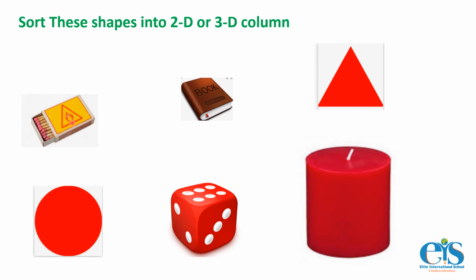Check if a matchbox is a 3D shape, a book is a 3D shape or not, a triangle is a 2D shape or 3D shape, a circle is a 2D shape or 3D shape, a dice is a 2D shape or 3D shape, a candle is a two-dimensional figure or three-dimensional figure. Let's check our answers now.